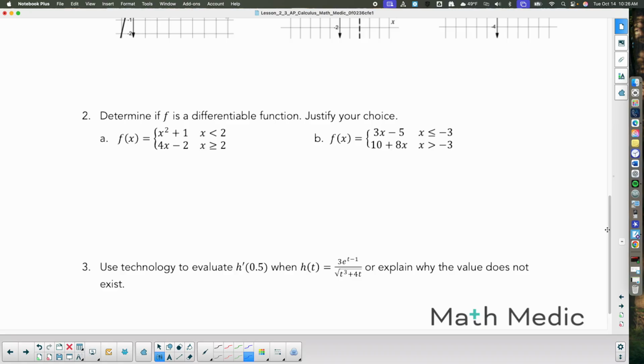So on these, do they have the same height at 2? Because 2 is where they break apart. So put 2 into each equation.